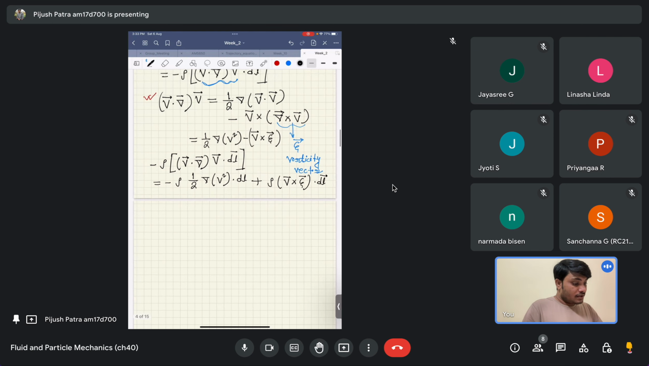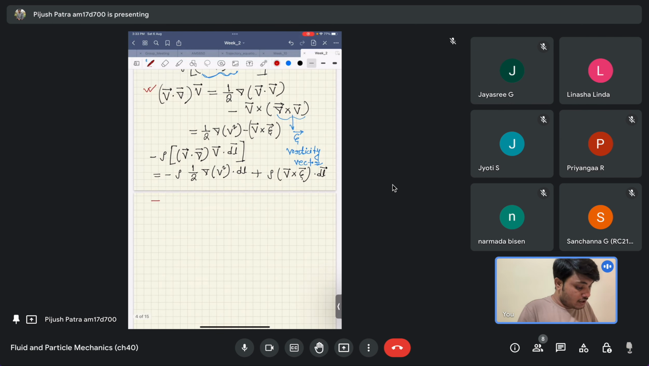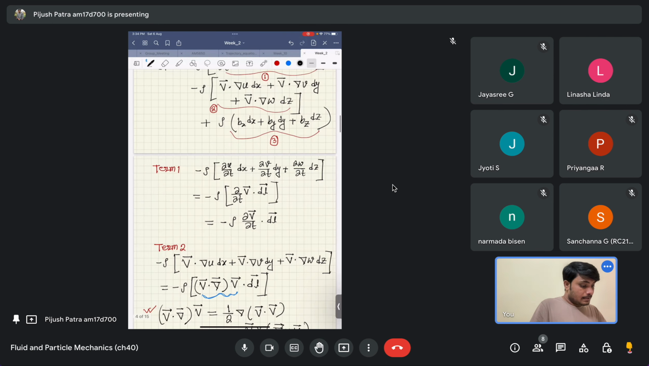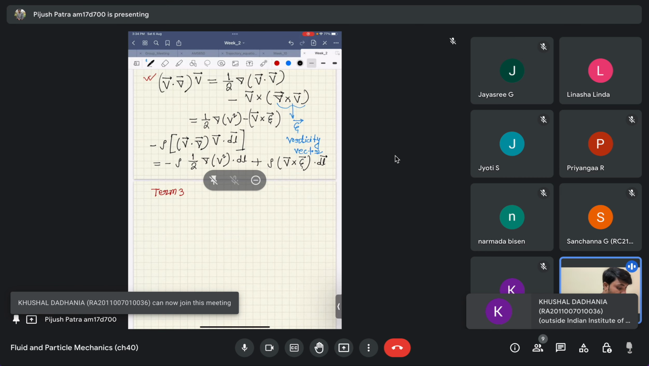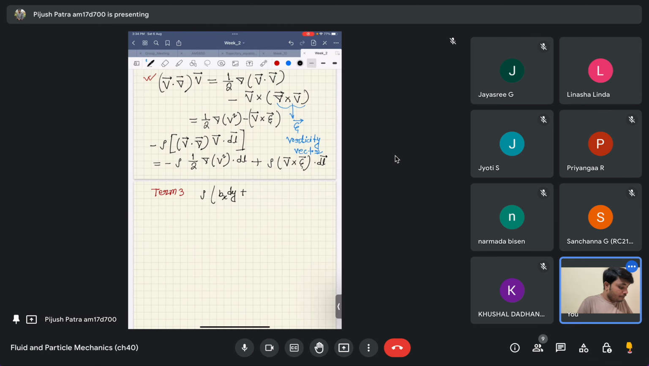So now let's come to term 3, which is very simple. What is there in term 3? Term 3 is rho bx into dx plus by into dy plus bz into dz. It is term 3. Fine. Now here I will do a simplification.